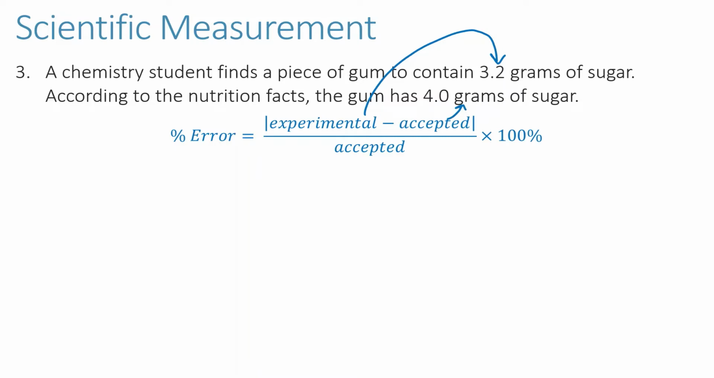Another thing that I want to point out is that this has these absolute value lines. This means take whatever that is and make it positive. So your experimental minus accepted, even if you get a negative number, just change it into a positive number, because your percent error should never be negative.